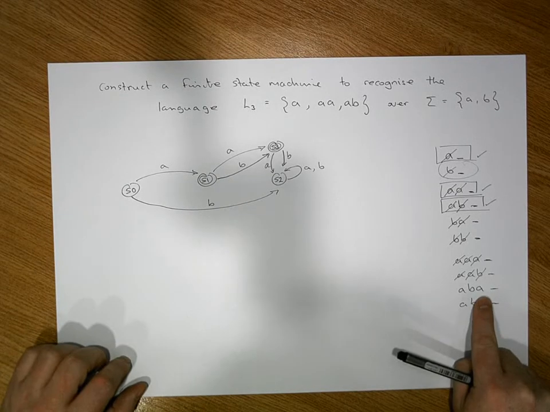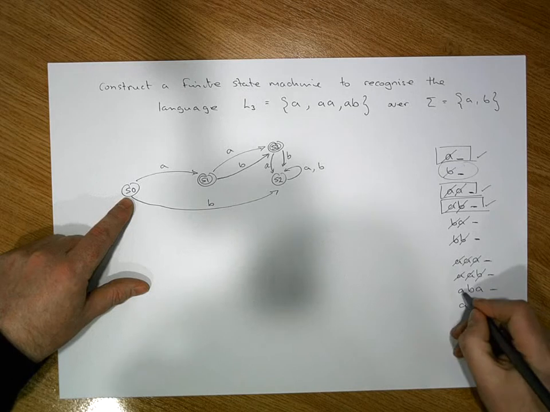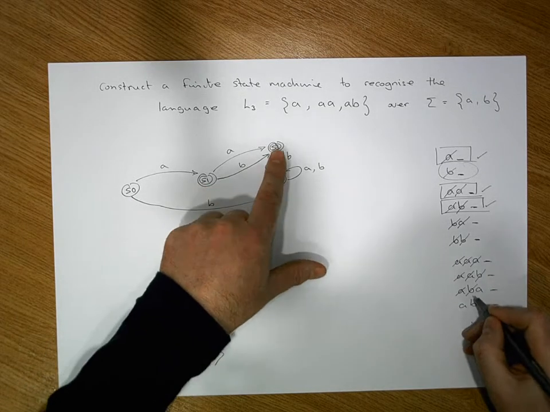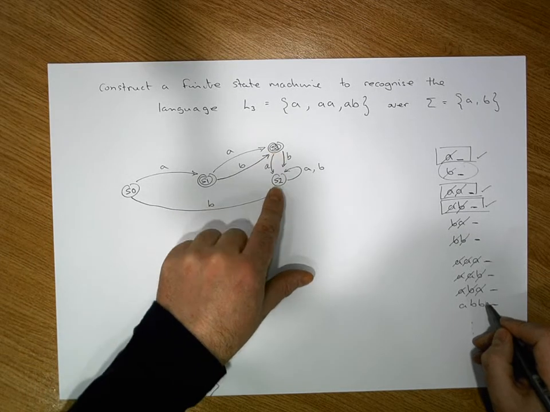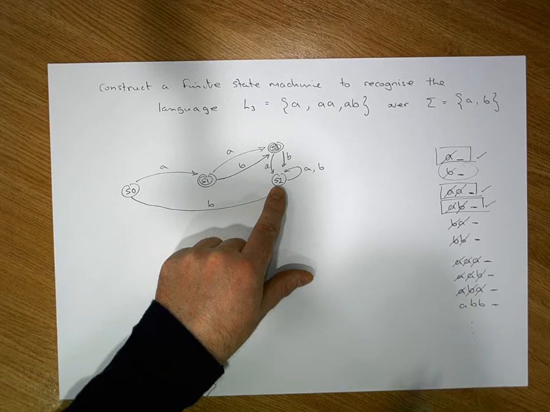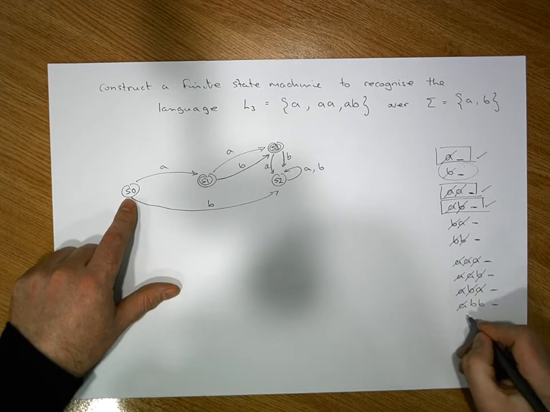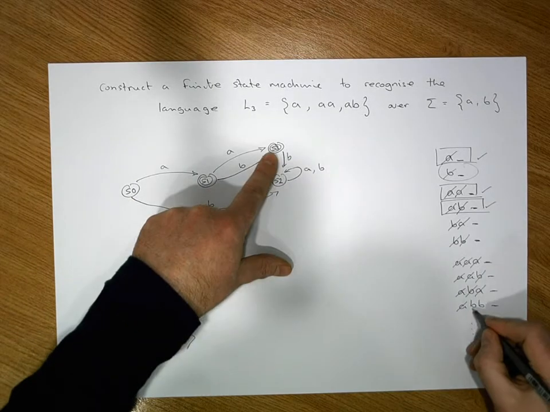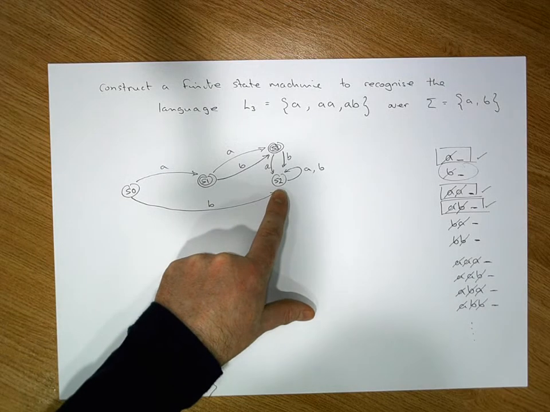When we consume an A, we're taken to S1. When we consume a B, we're taken to S3. When we consume another A, we shouldn't accept, and we're taken to S2. What about ABB? When we consume an A, we're taken to S1. When we consume a B, we're taken to S3. When we consume another B, we're taken to S2. So on and so forth.